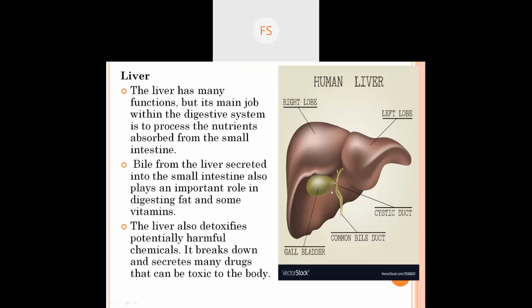The second one is what? The liver will secrete bile. And this bile, what will it do? It helps in digesting your fats, whatever fats you are having, as well as some vitamins. The liver secretes bile juice, and this bile will help in digesting the fats and some vitamins.